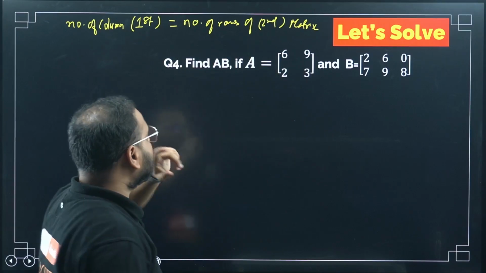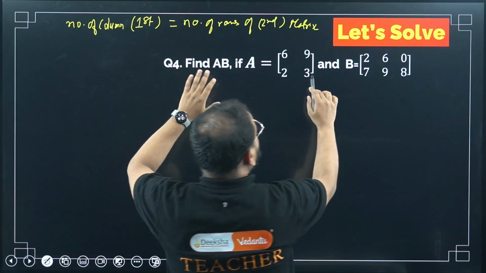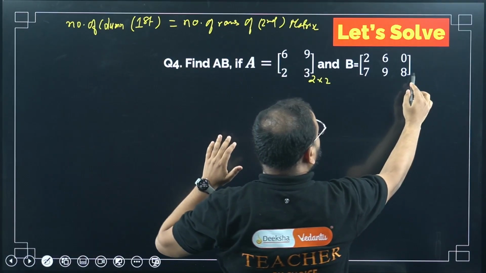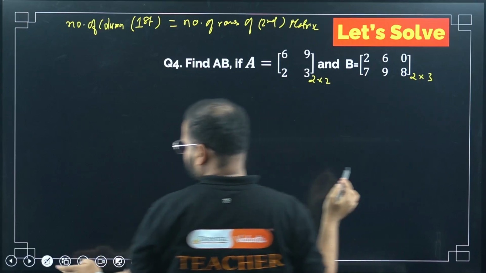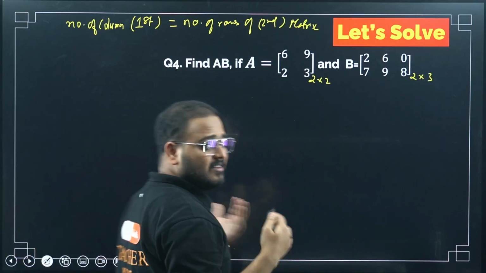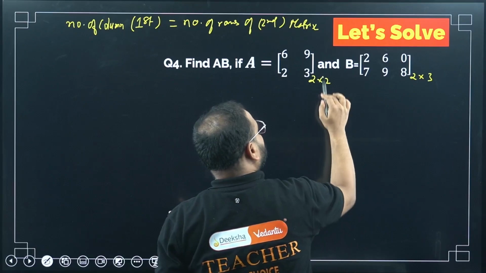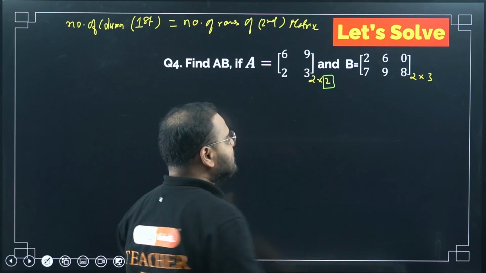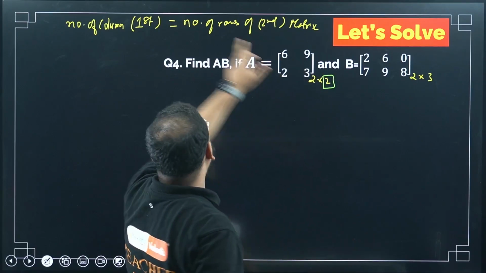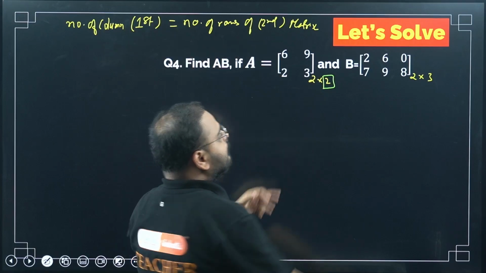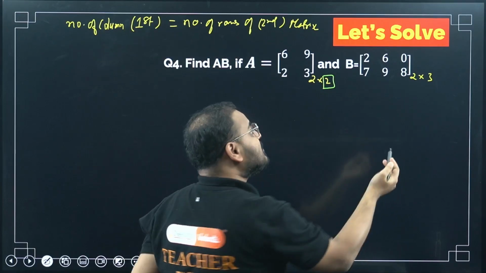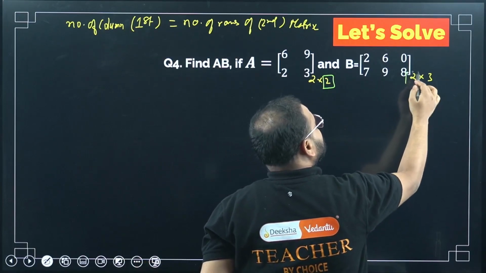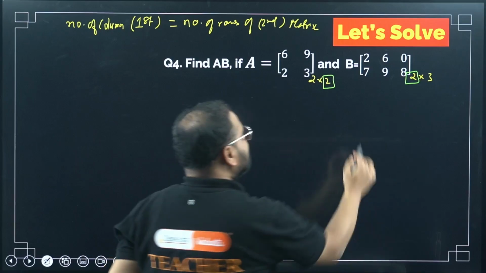How will this work out? So please check what is the order here. 2 cross 2, and this is 2 cross 3. Now please pay attention to this part, again learning the concept. Check here. Number of columns of the first matrix is how much? 2. And the number of rows in the second matrix is what? 2. Are they same or not?